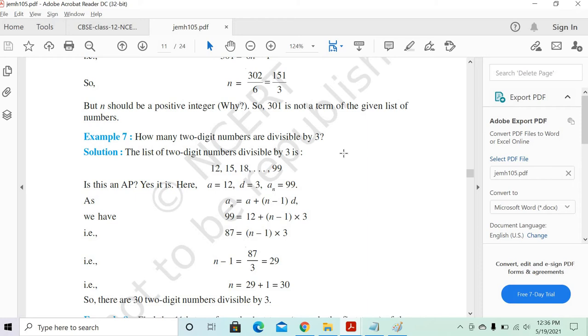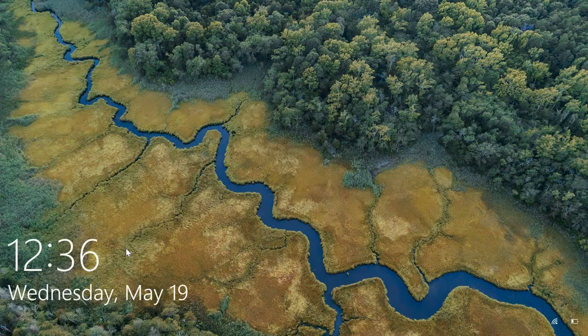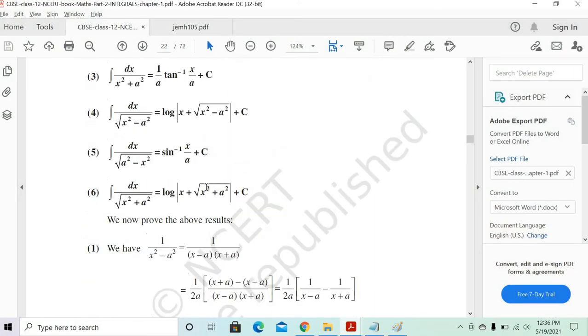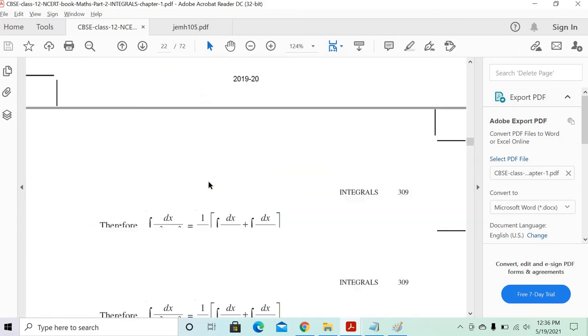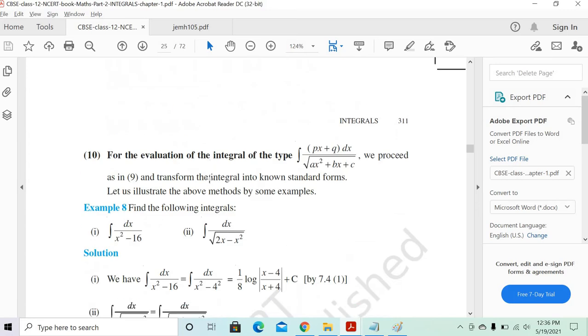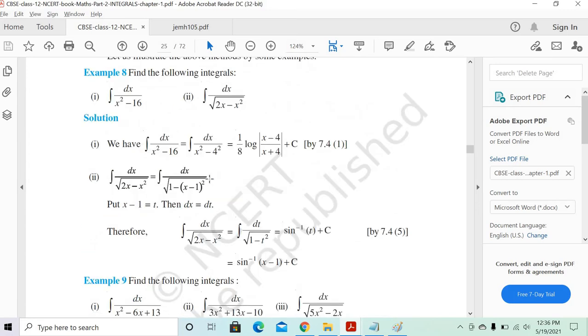Yes, sir. Vijay, I'm getting 1 by 2 log x minus x by 2 minus x. 1 by 2 you are getting? Because that's the second formula. So what is the second formula? Integration dx by a square minus x square equals 1 by 2 log a plus x by a minus x. No, you're doing the second example 8, second part only, right? Yeah, example 8, second part.